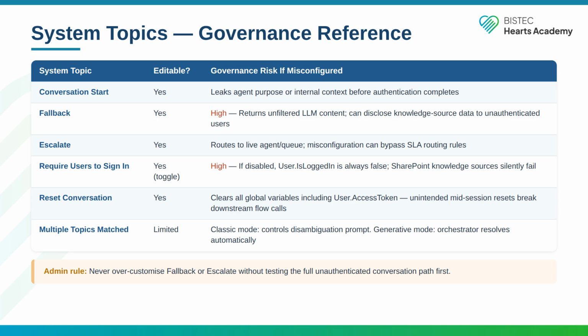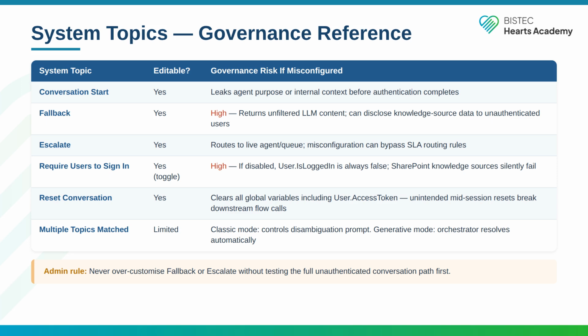Require users to sign in is a toggle, not a complex topic, but it is binary in its effect. When disabled, user.is.logged.in is always false for the entire session. There is no gradual or partial effect. With this toggle off, authentication never happens, and any condition branch checking user.is.logged.in will always take the unauthenticated path regardless of who the user actually is.